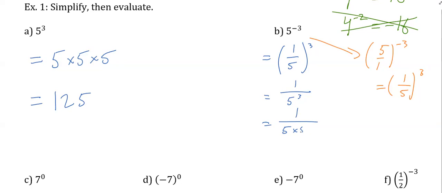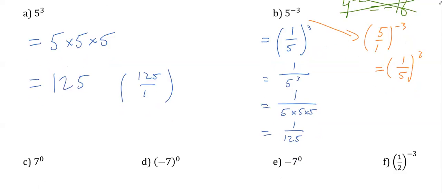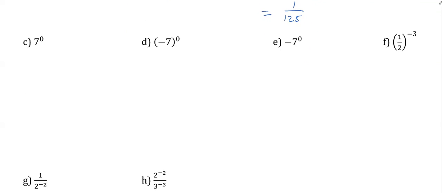And then that means the same thing at this point. 1 over 5 times 5 times 5, and that is 1 over 125. So look what's the same and look what's different. This was 125, or you could think of it as 125 over 1. And the other one is 1 over 125. That's called reciprocal. It's flipped. Look at those two and get that imprinted into your brain, that that's what a negative exponent does. Okay? Any questions?